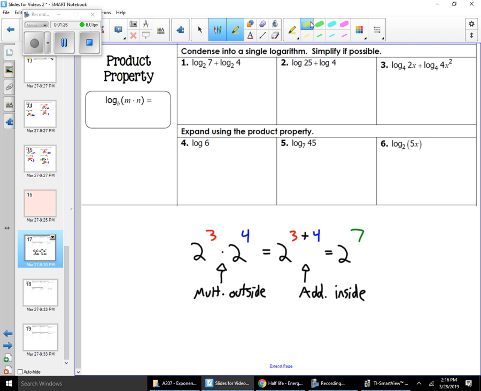Multiplication inside of a logarithm, note that that's m times n all in parentheses, that's going to become addition outside of the two logarithms. So my base is b. We'll go ahead and let that m be blue. So multiplication inside becomes log base b of m plus log base b of n. In other words, multiplication inside becomes addition outside.